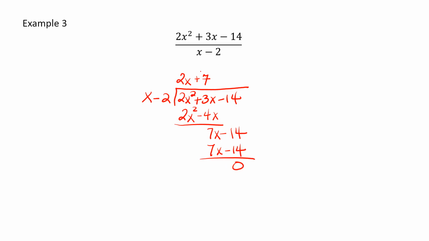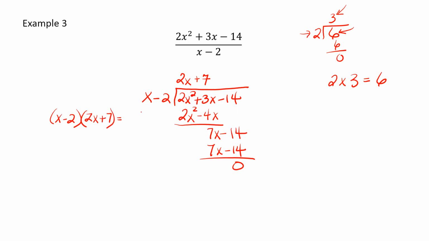And remember that when you do long division, for example, if you have 2 divided into 6, 2 goes into 6 3 times, 3 times 2 is 6, subtract, you get no remainder. When you do division, you know that this is the divisor, this is the dividend, and this is the quotient. And the divisor times the quotient is equal to the dividend. Well, the same thing is true here. So x minus 2 times the quotient, 2x plus 7, is equal to the dividend, 2x squared plus 3x minus 14.